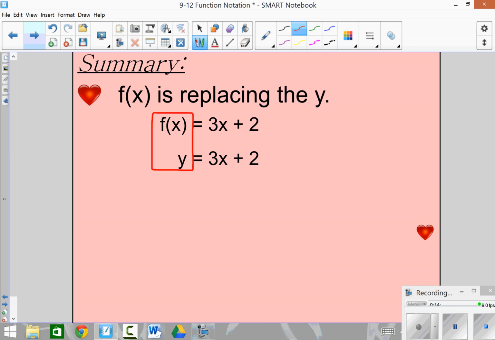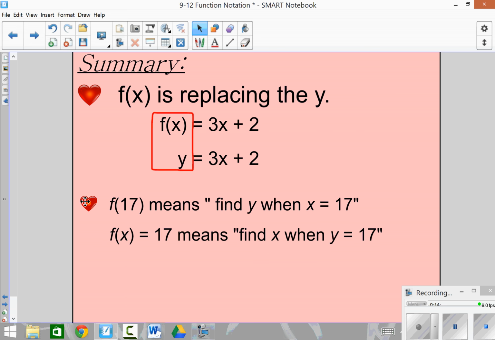Let's go ahead and close with a summary. So keep in mind today, function notation, it's just the language that we're learning, not the math part. F of x is replacing the y. Okay, so in other words, old way would have been y equals 3x plus 2. Well, now you're going to see f of x equals 3x plus 2. The same thing here. Okay? And this is the most important part, how to be able to interpret what's being asked here.